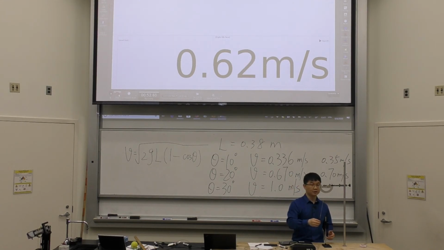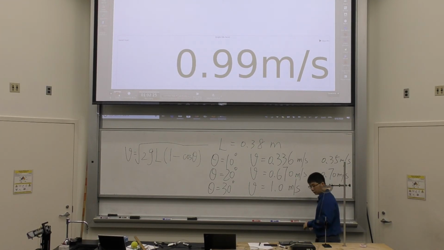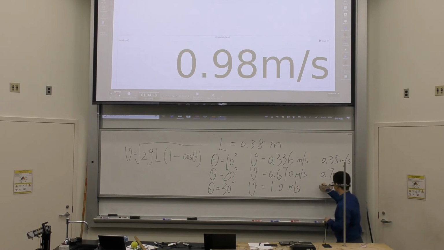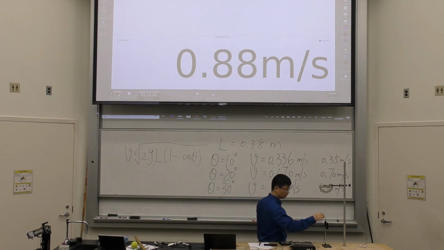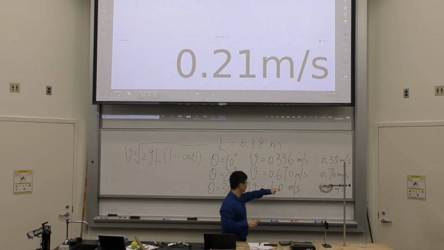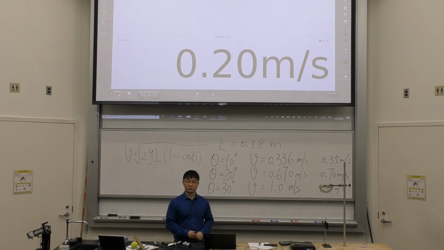Now, let's try 30 degrees. Our prediction is 1, so let's see if we can get anything close to 1. Okay, 1.03, let's call it. Again, very close. In a real experiment, especially an experiment in the classroom, these are very good results. You can see the experimental values are very close to our predictions. So that is how we use conservation of energy to predict the speed of the pendulum at the lowest point.